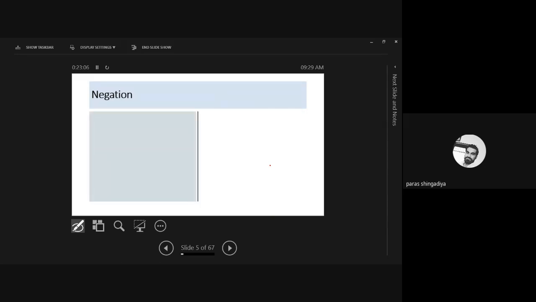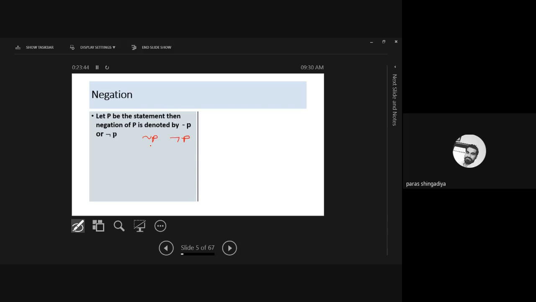Next is the negation of the statement. If we have a true output of any statement, then how can we consider a false output? That means negation. So what is the definition? If P is a statement, then the negation of P is denoted by these two notations. It is read as negation P. Both notations you can use. Negation of P means negative of P. Clear?